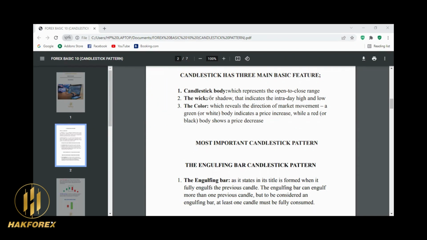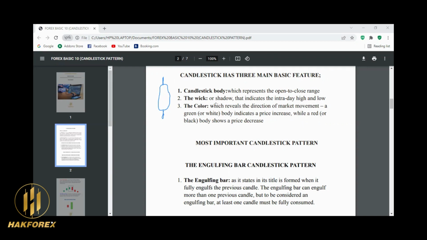Then we also have the wick of the candle. When you have a candle like this, we have the wick. From our previous class, I told you guys about the wick of the candle. It determines the high and the low, which is the highest high that the market went to before they rejected the price, and also the lowest low that the market went to before they rejected the market up. So this is what the wick is. And also we have the color.